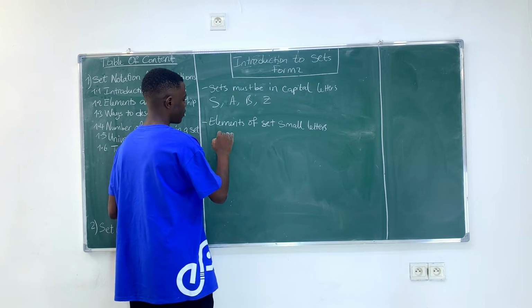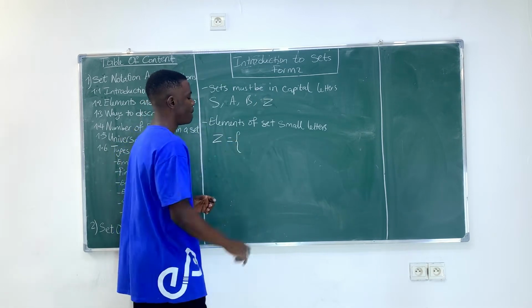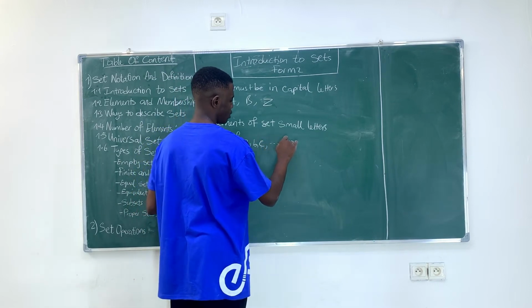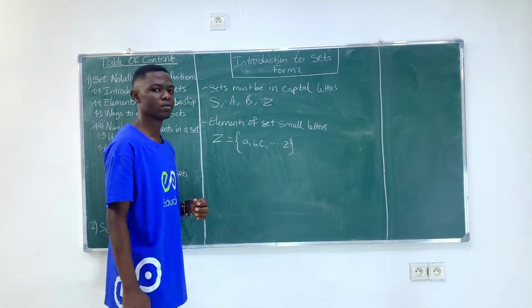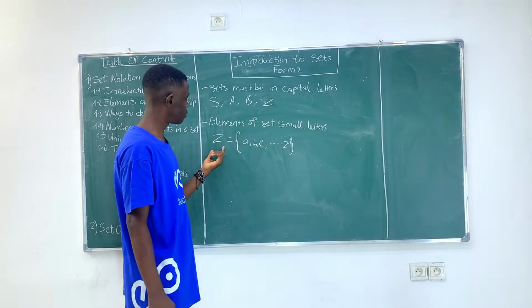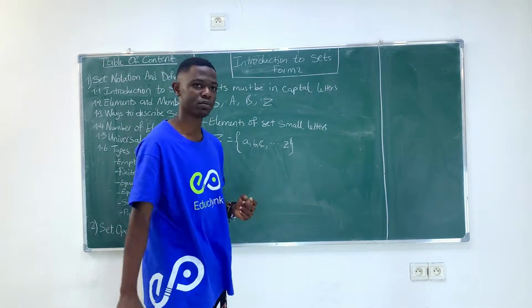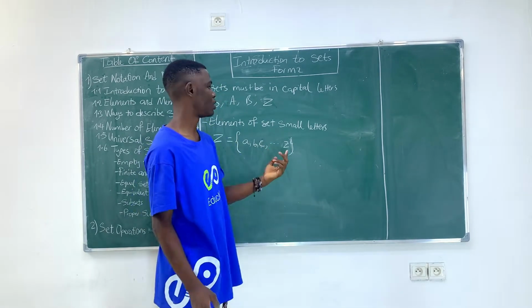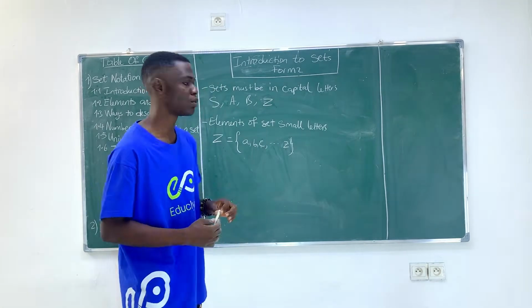So for example, set Z is equal to a, b, c, up to z. So this is the set called Z. Z has a, b, c, and up to z. It's advised that if you don't want to write everything, you put three dots, not four, not two. Put three dots. This is to say the elements of the set must be in small letters.